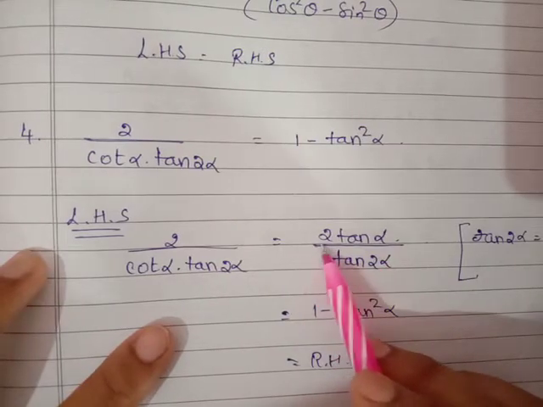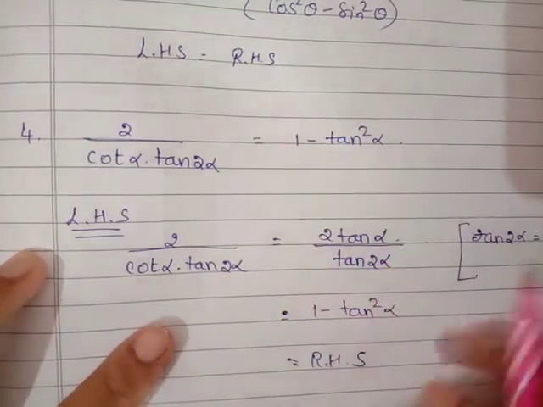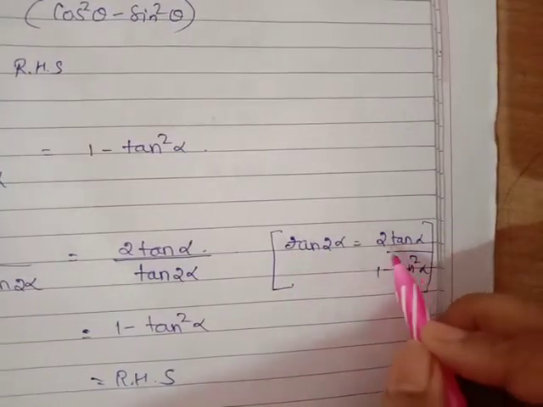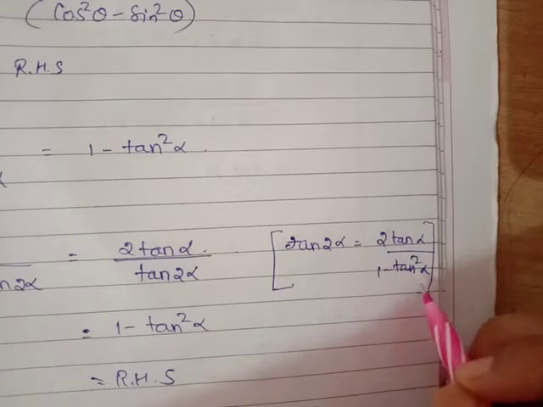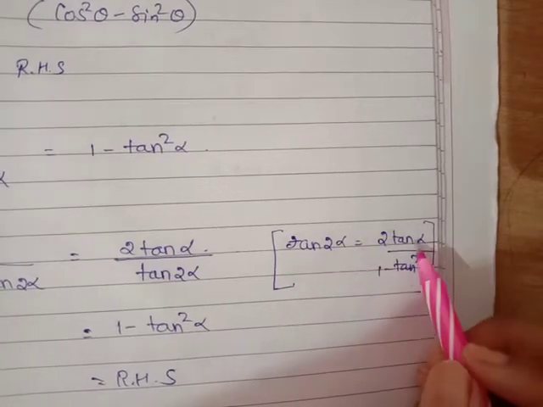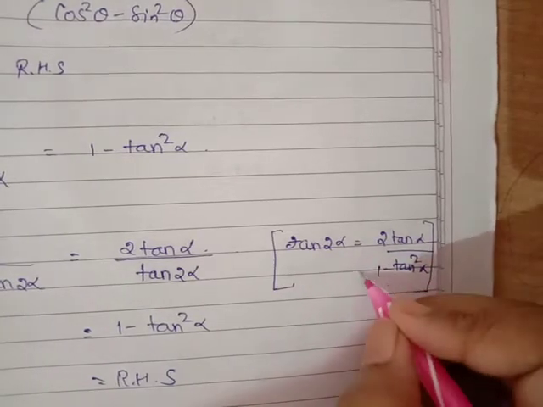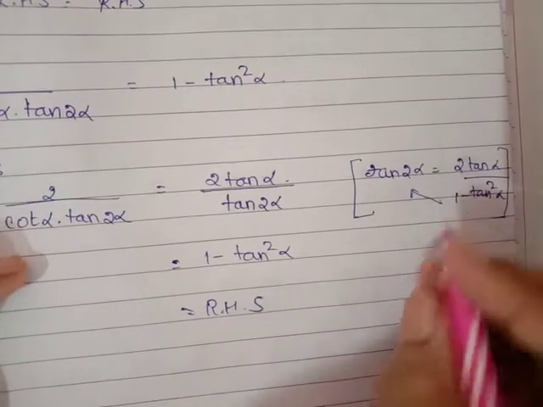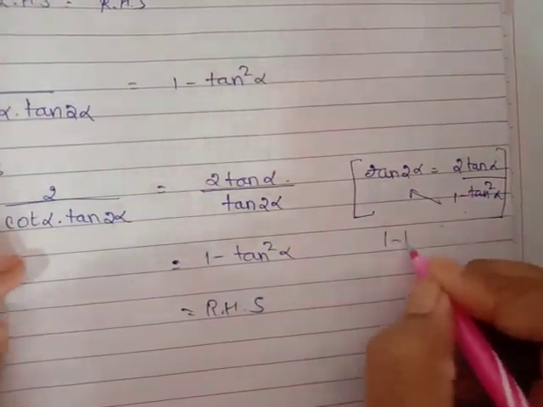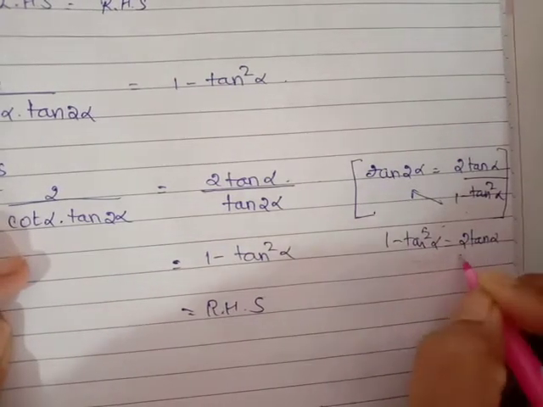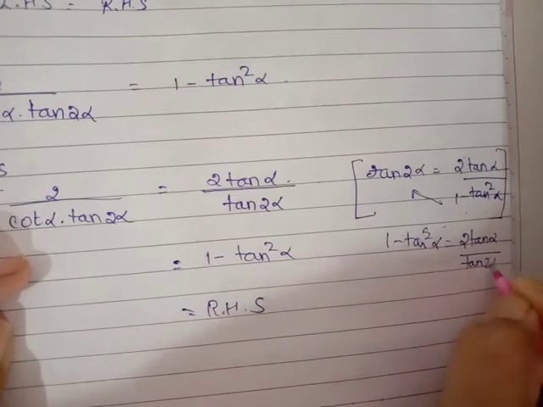So you're left with 2 tan alpha by 1 by tan 2 alpha. What is the formula for tan 2 alpha? Tan 2 alpha is equal to 2 tan alpha divided by 1 minus tan square alpha. So here you have 2 tan alpha by tan 2 alpha. This will come to this side, so this will be nothing but 1 minus tan square alpha. Are you getting? So here we will get that 1 minus tan square alpha will be equal to 2 tan alpha by tan 2 alpha. Therefore this is equal to RHS.